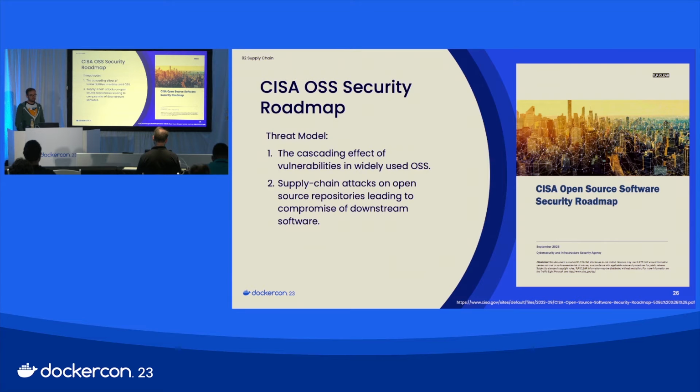And in it, they define two aspects to the threat model of your software. The first, we've talked about: the cascading effect of vulnerabilities in widely used open source software. But they define a second vector of attack, called supply chain attacks on open source repositories. So one way you can get attacked is through vulnerabilities, some bug in some code somewhere that presents an opportunity for someone trying to infiltrate your system.